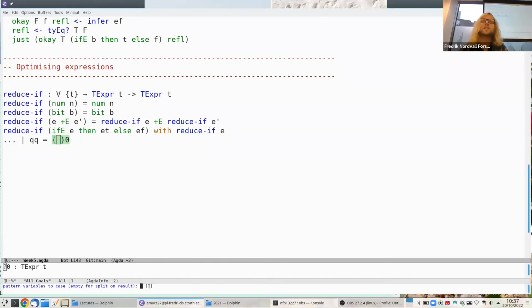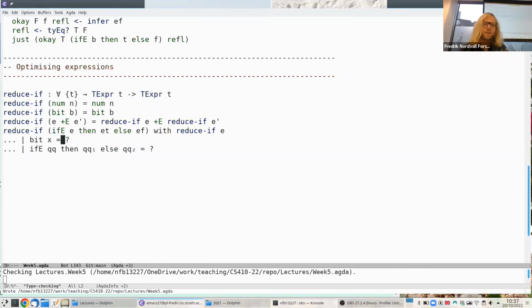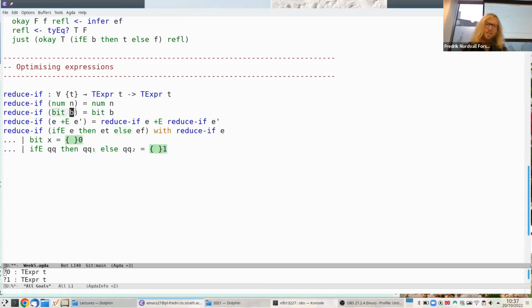We know it's a bit already, right? If this is the typed expression, it's type bit, but it might not be. After I reduce it, it is definitely going to be a bit, in fact. But before I reduced it, it could be another if, for example, right? Oh, so the output's a bit. Yeah. Okay, so now here I get two choices.